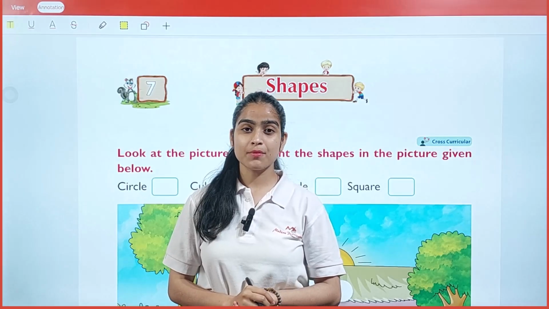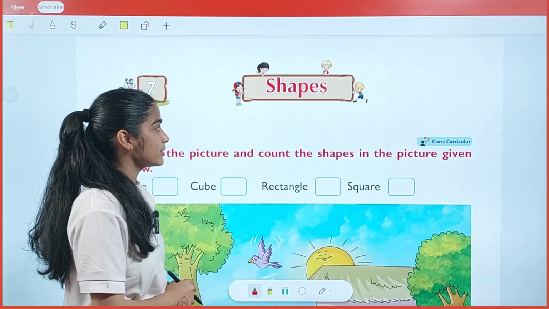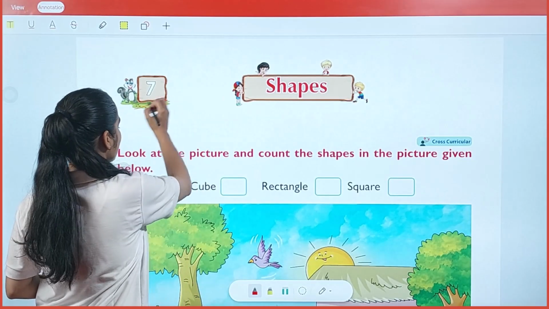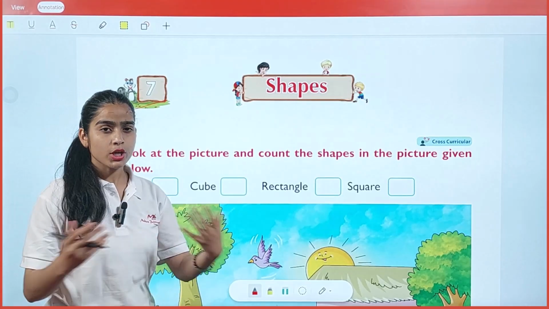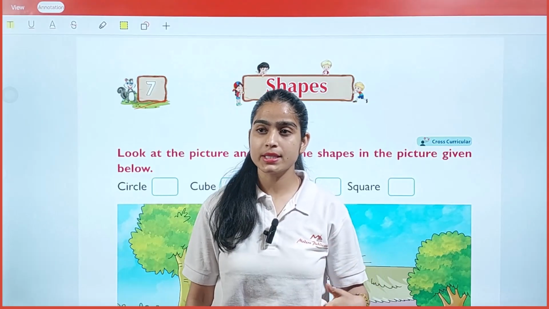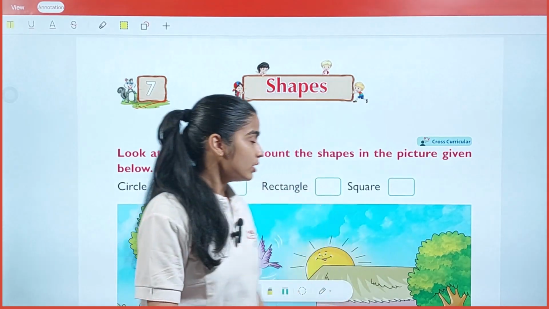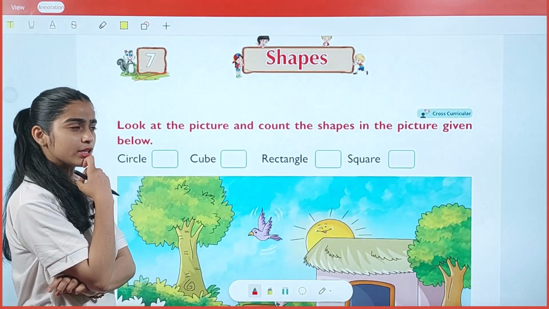So, students, I'm your mathematics educator, and I'm again here with a new chapter, which is Shapes, chapter number 7. In today's class, we are going to learn about different shapes which we see on a daily basis in our surroundings. First, we have a circle. So, how can we make a circle?